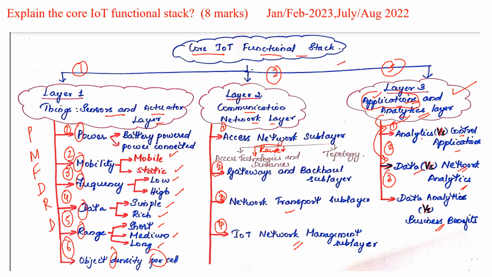Now we will go into detail with respect to all the different layers. If I consider the mark allotment, since your second layer is very lengthy and the contents are more, 4 marks will be allotted for the communication network layer, 2 marks for your first layer, and 2 marks for your third layer. So 4 plus 2 plus 2, you can write it for 8 marks.